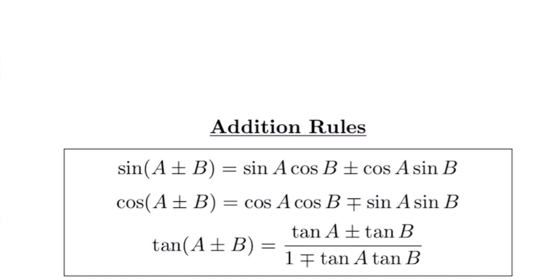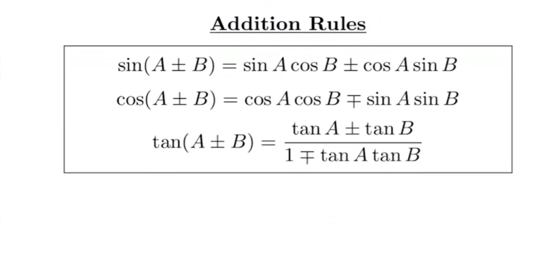Now, some students think if I have something like sine of 60 degrees plus 30 degrees, that is the same as sine of 60 plus sine of 30. But unfortunately, if you work out those values, those are not true. We can't just expand like we do normally with, say, multiplying by 2, because of course sine is a function.